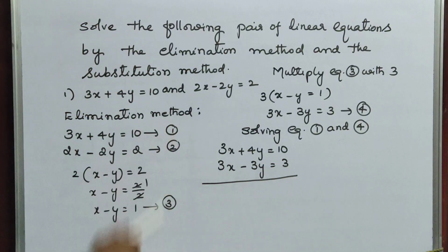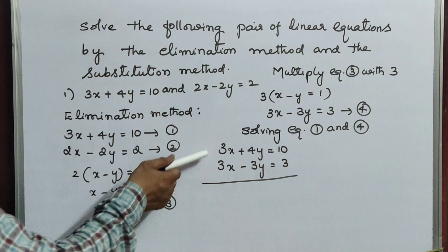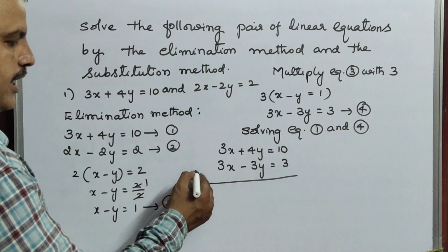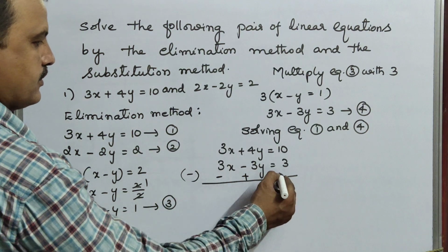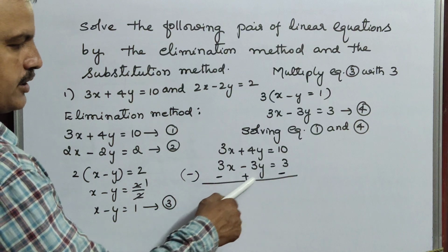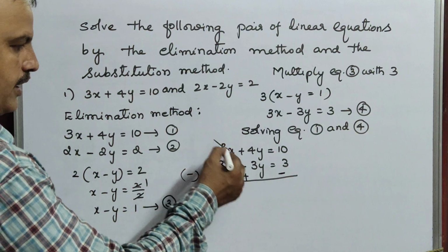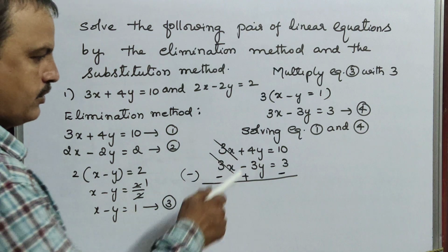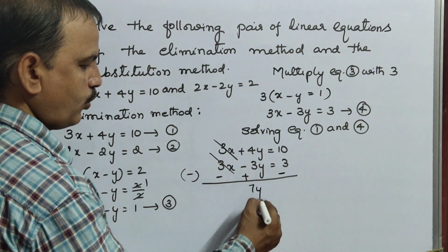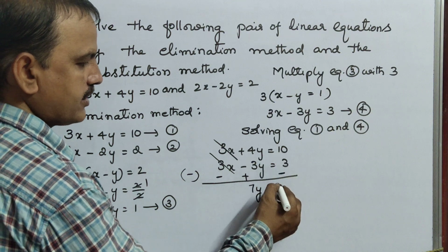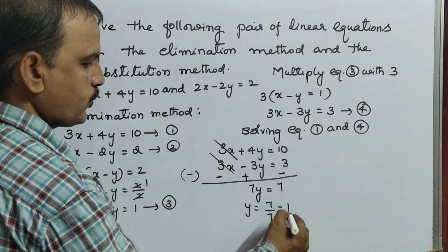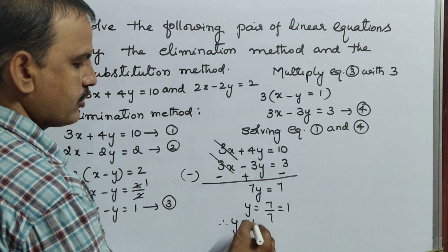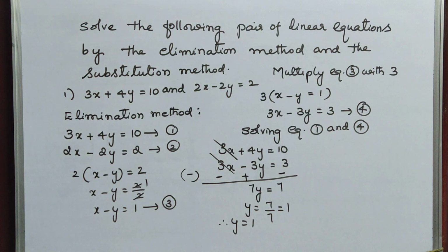Now you want to eliminate the value of x, no? Here both are positive, so we have to do subtraction. While doing subtraction, the signs will change: here minus becomes plus, here plus becomes minus. So 3x minus 3x gets cancelled. 4 plus 3, 7y equals 10 minus 3 is 7. So y equals 7 by 7, that is 1. Therefore, y equals 1, you got the answer.